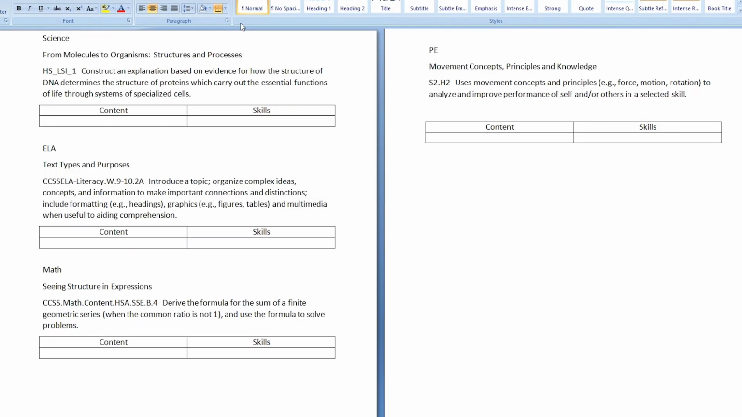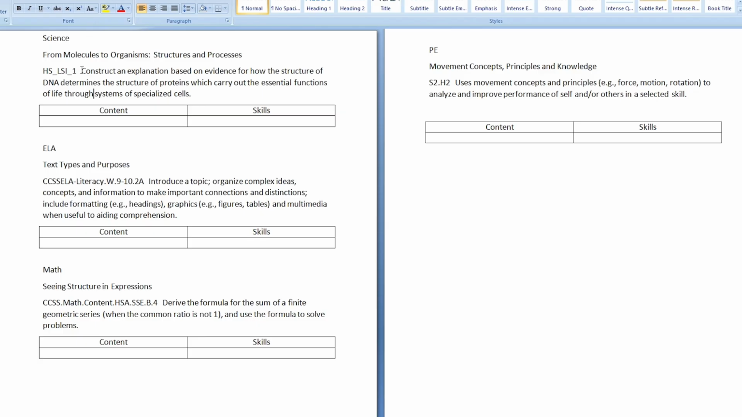I tend to start on the side of content. And what I want to do first is just set up the heading and set up the structure. So because this is science, it looks like the heading I have here is molecules to organisms and structures and processes. I tend to keep the headings in their entirety. So I'm just going to give myself a little A right next to that. Personally, I also like to bold it.